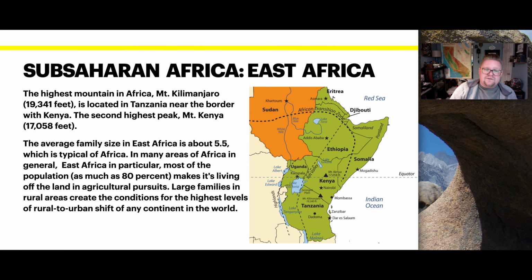In many areas of Africa in general, East Africa in particular, at least 80% of the population in these areas make a living off the land and agriculture. Large families in rural areas create the conditions for the highest levels of rural to urban shift of any continent in the world.